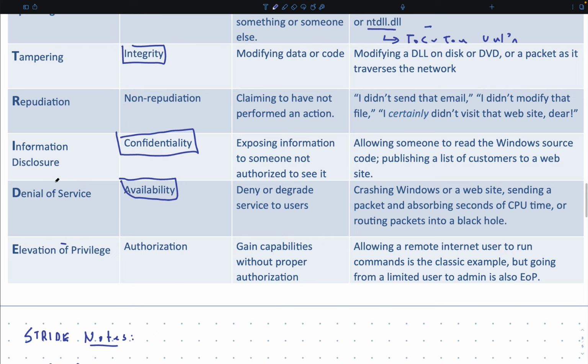Repudiation's kind of a weird one that doesn't really fit into CIA, even with all the extensions. Basically, it has to do with accountability. So let's say that you did do something, you accessed the file, right? Do I know that you accessed the file? Is there a log of it? What if you say, oh, I never accessed that file? What if you buy something on Amazon and then you write to Amazon and say it never showed up? Then how does Amazon know whether it showed up or not? So that would be repudiation.